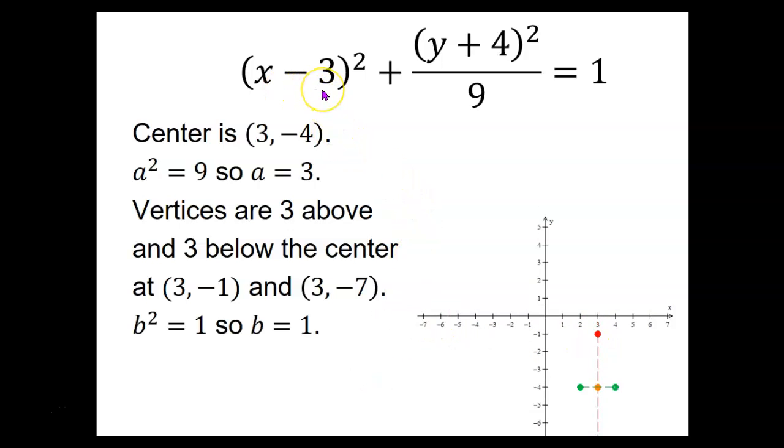Then the smaller denominator is 1. So that's b squared, and then b would be the square root of that, which is just 1. So if we start at the center point and go one space either way in the x direction, we get to points on the ellipse, and connecting those points gives us the minor axis, which has a length of 2 times 1. So there's the minor axis.